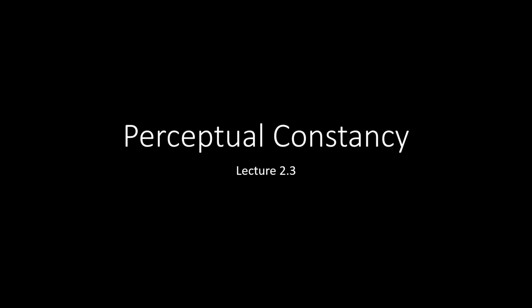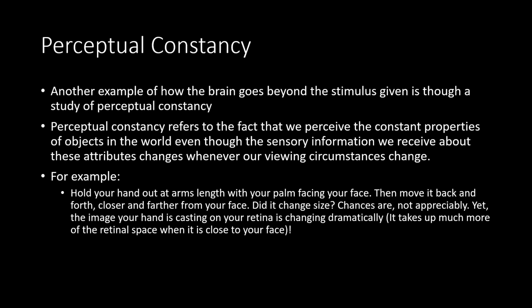This is the third part of the second lecture, and we're going to talk about perceptual constancy. Perceptual constancy is another example of how your brain goes beyond just the simple stimulus that is presented to it. Perceptual constancy refers to the fact that we perceive the constant properties or features of objects in the world, even though the sensory information we receive about these attributes changes whenever our viewing circumstances change.